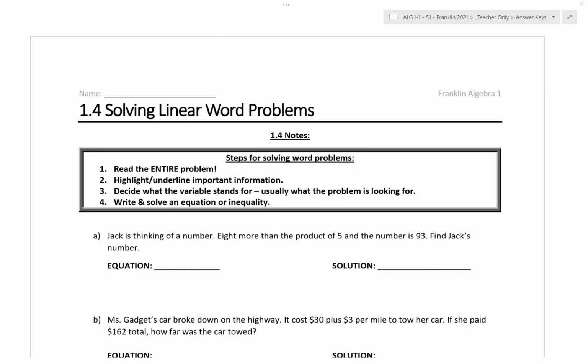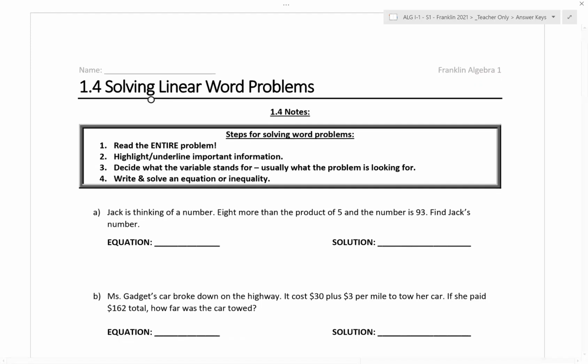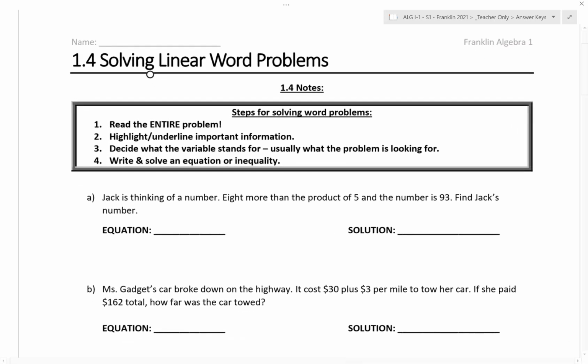Let's talk about linear word problems, which really just means word problems that involve a linear equation or inequality. So what we'll do for these notes is check out a few examples of word problems that need to be solved by writing an equation or an inequality and then solving that equation or inequality.